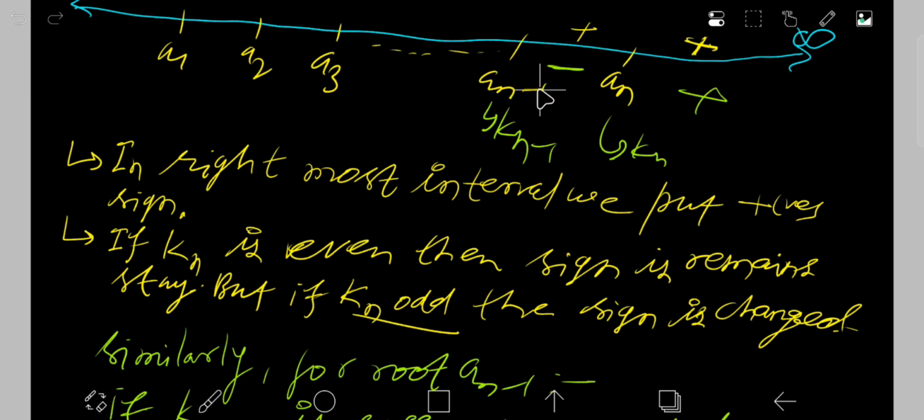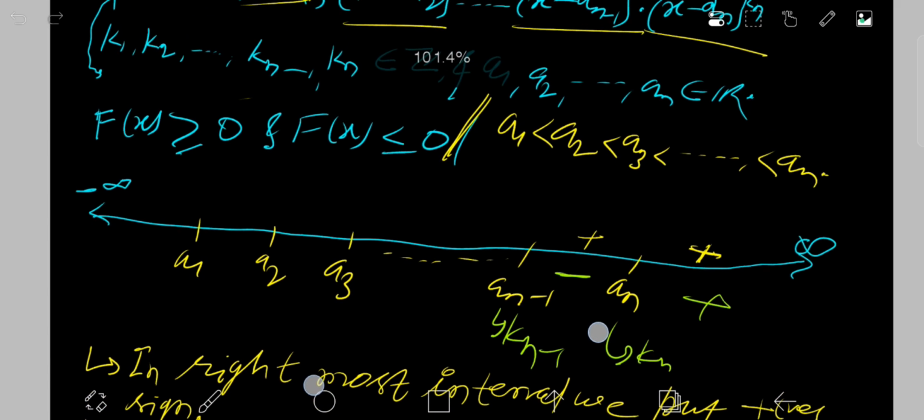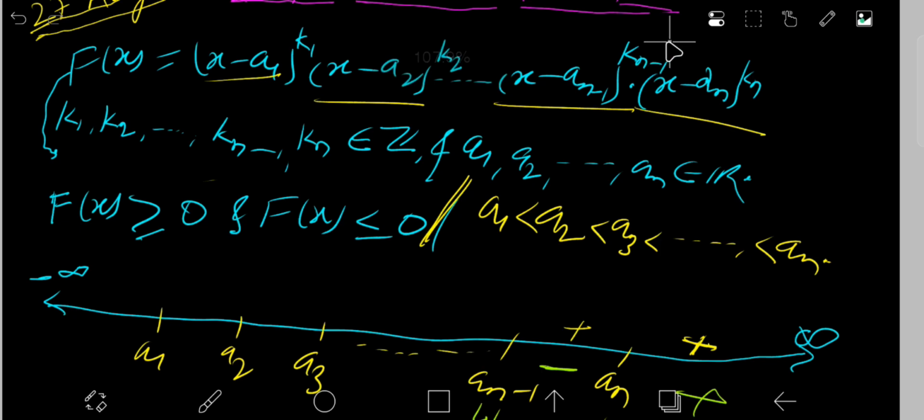If the exponent of the kn minus 1 term is even, then the sign is not changed, and if the power of kn is even, then the sign is not changed. But if kn is odd, then the sign is changed. And if kn minus 1 is even, then the same rule follows. The same rules apply for all factors.